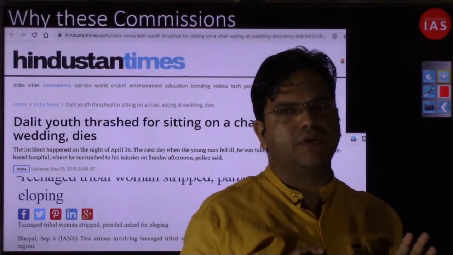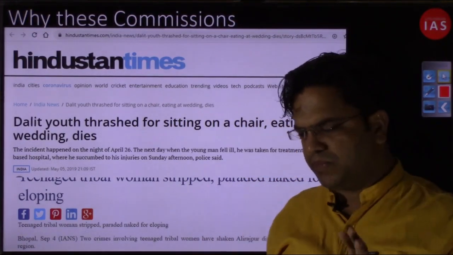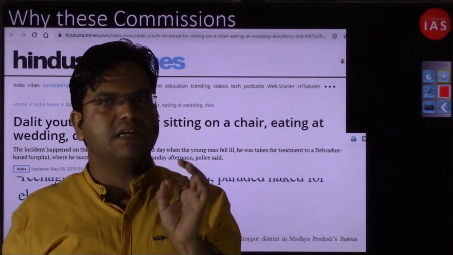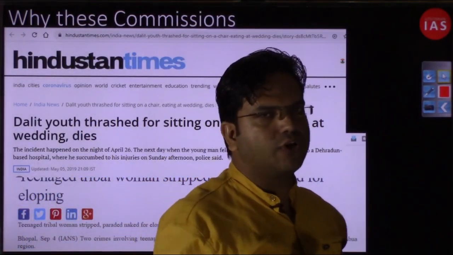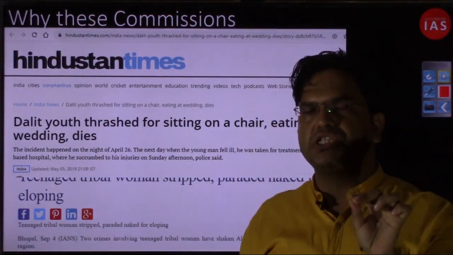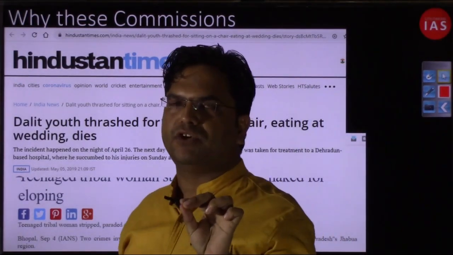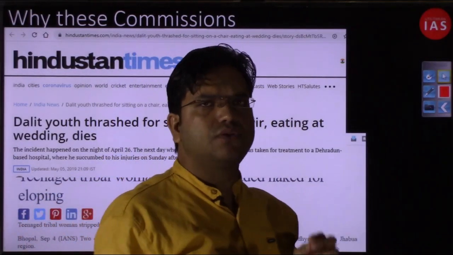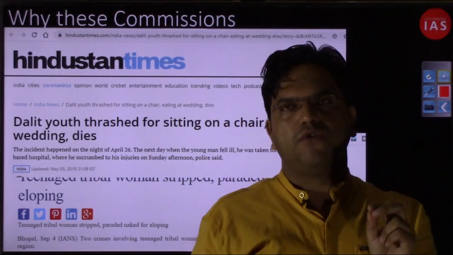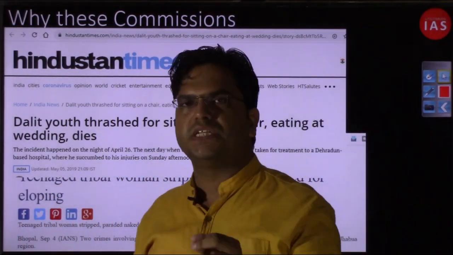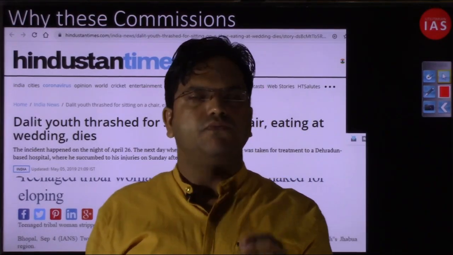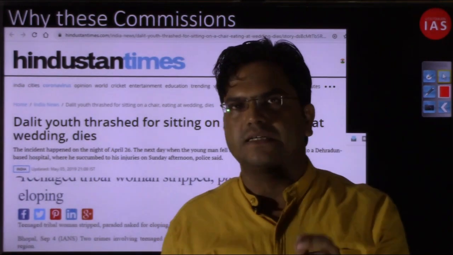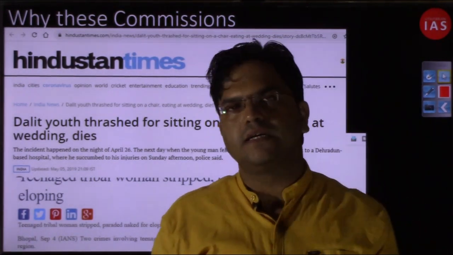So constitutional protection has been given, but now notice this point, when we are asking why these commissions have been established, here is the point. Yes, the constitutional protection has been given in the form of Article 46, in the form of prevention acts like the Prevention of Atrocities Act 1989, in the form of special provisions in the 5th and 6th Schedule, but whether those constitutional protections are actually safeguarding and furthering their interest or not.